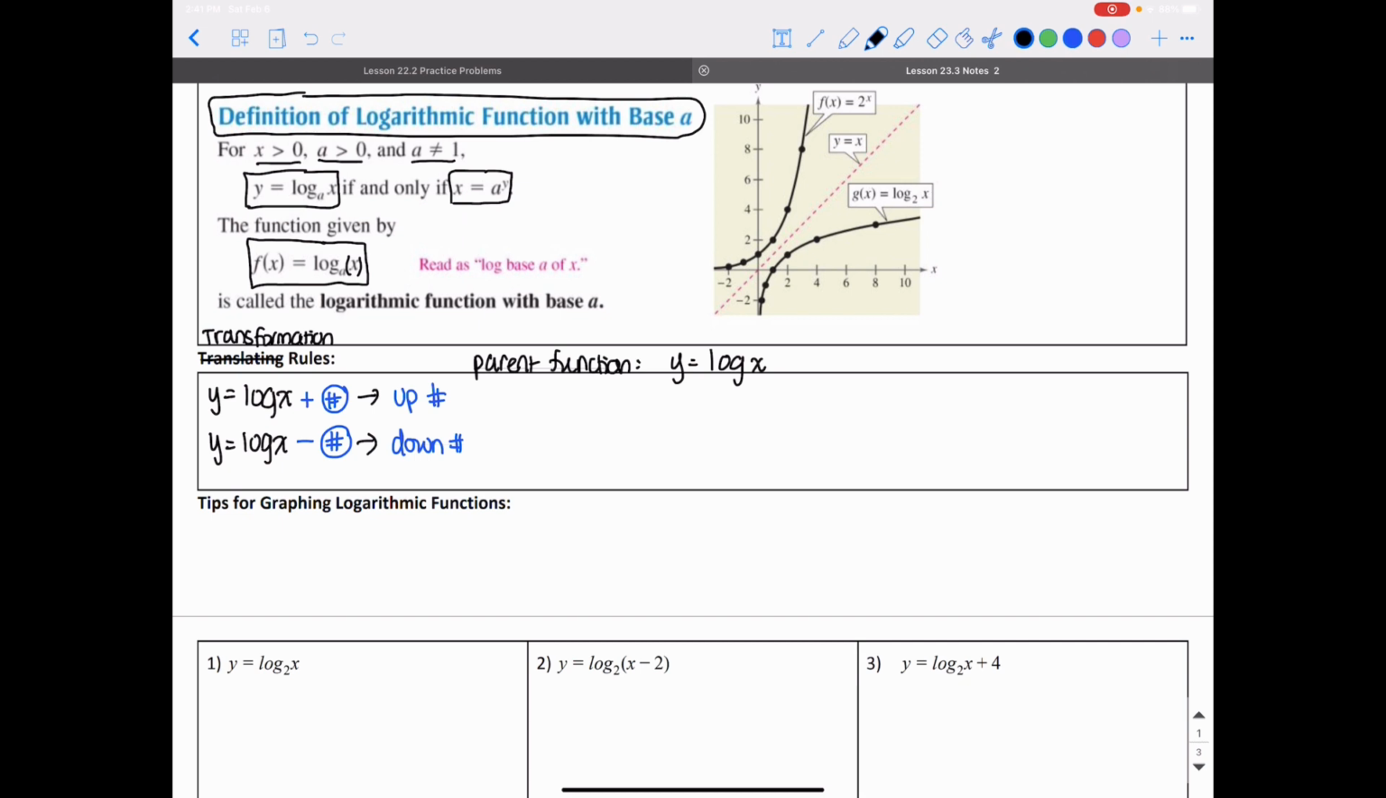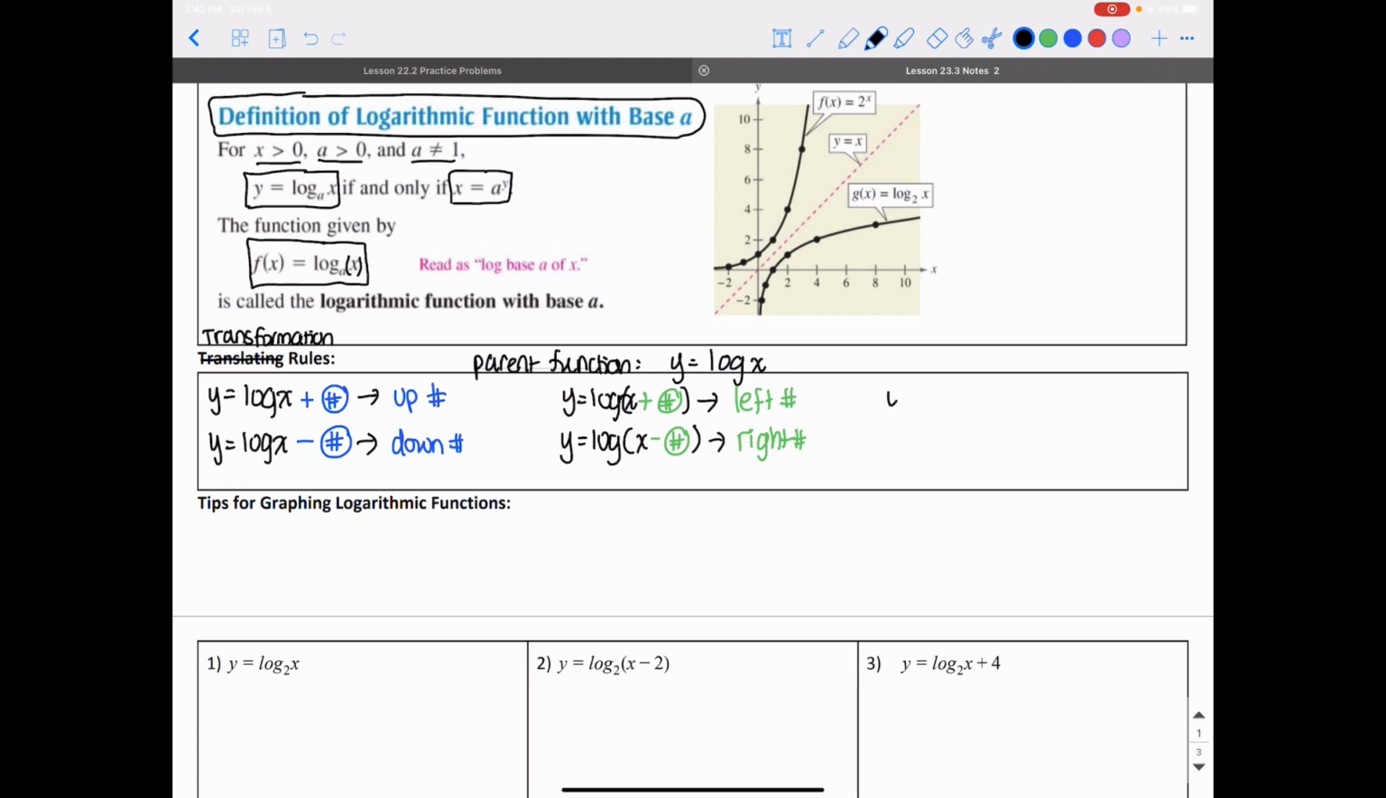If I see y is equal to log of x, but inside of the logarithm I'm adding a number, so in parentheses I see x plus a number, that means I'm going to be moving all my points to the left that number of spaces. And if I see y is equal to log of x minus a number, that means I'm going to be moving to the right that number of spaces. Remember, if you see inside with your input that you're adding something, it actually means you're moving to the left. If you're subtracting something inside, it means you're moving to the right.